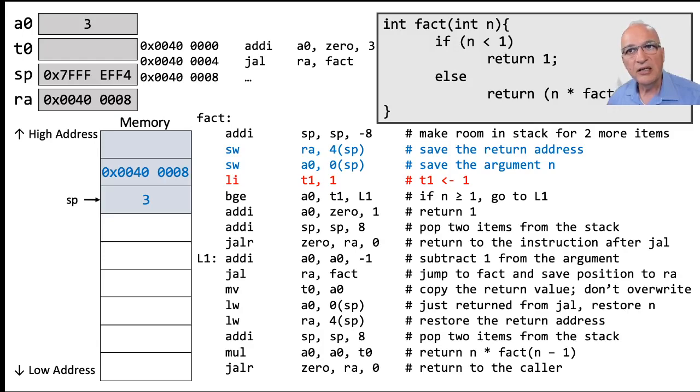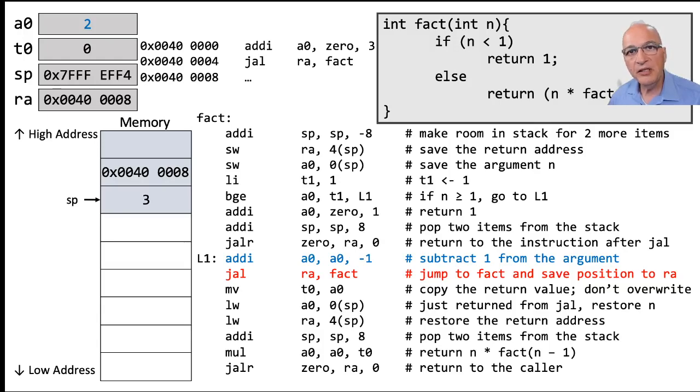Next, I load the value 1 into T1, which is not shown in the animation. And I ask whether A0 is greater or equal than 1, or so is 3 greater or equal than 1? The answer is no. So I jump to the instruction at the label L1, where I will subtract 1 from A0, so A0 is now 2, and I will execute a function call to factorial.